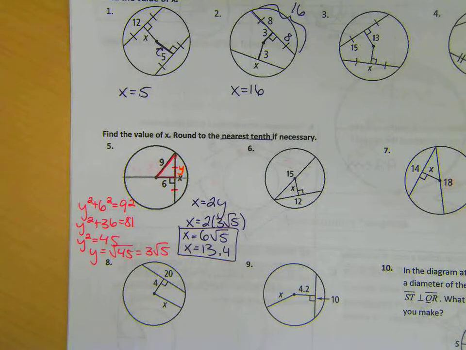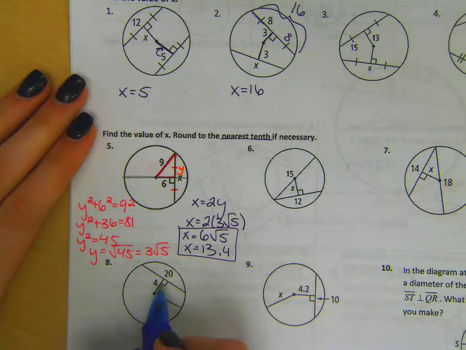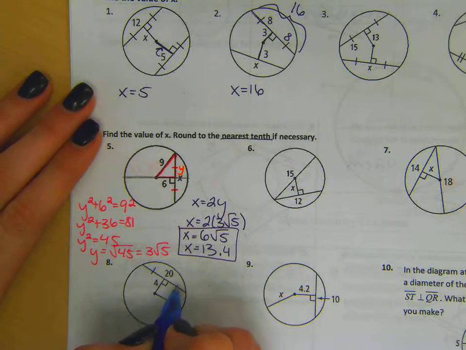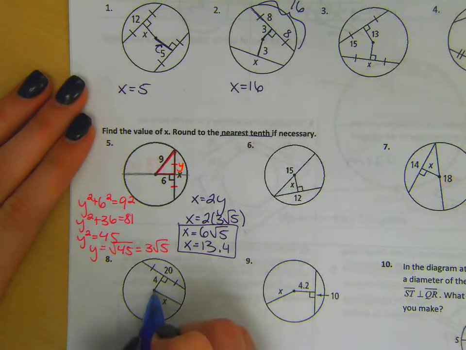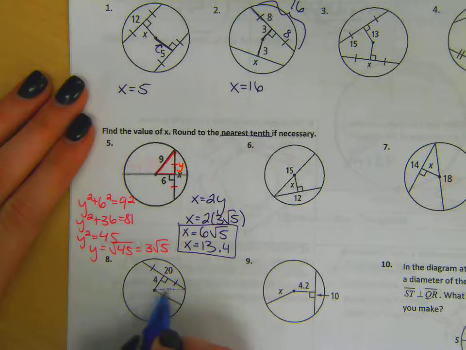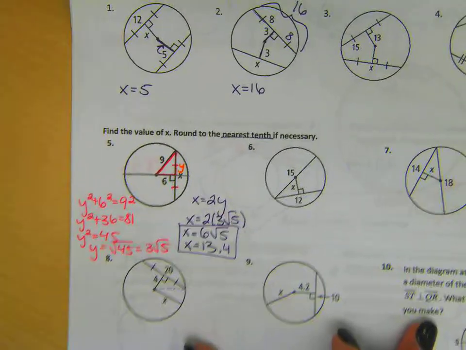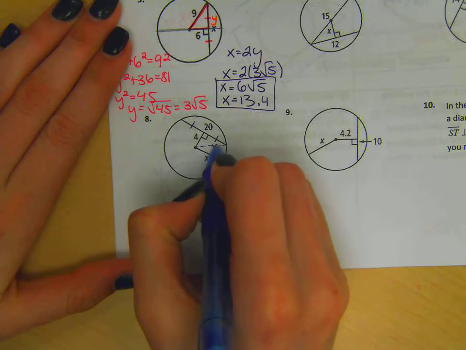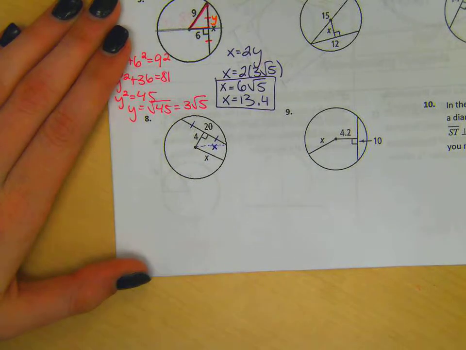Looking at number 8, a little hint. I have a diameter perpendicular to a chord, so again I know that the chord is bisected. If I were to draw this dotted line here, that is my radius. Just like x is my radius. So I could solve for this value and that would be the same thing. That's a little hint for you guys.